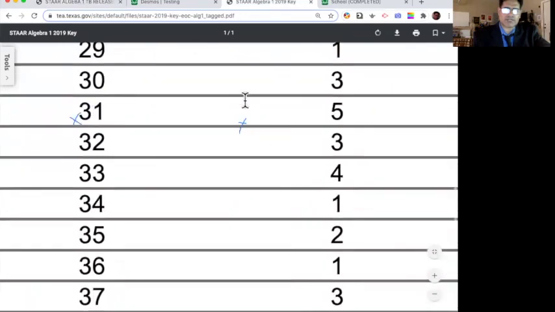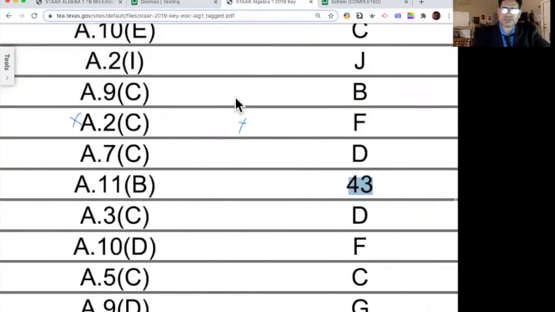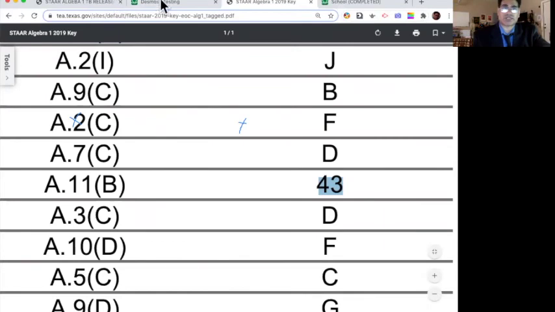That was number 38, was it? The answer is G. Correct. Thank you, Desmos. See how we do that one.